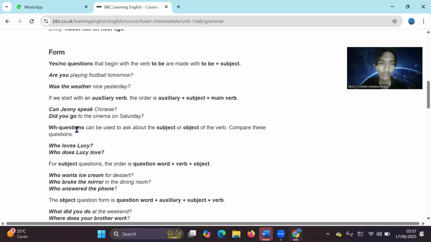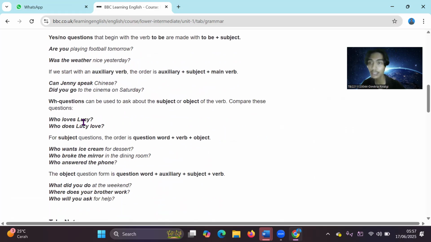And then WH questions can be used to ask about the subject or object of the verb. Compare these questions. Who loves Lucy? I love Lucy. Who does Lucy love? Lucy loves Kevin. It can deliver many kinds of answers.